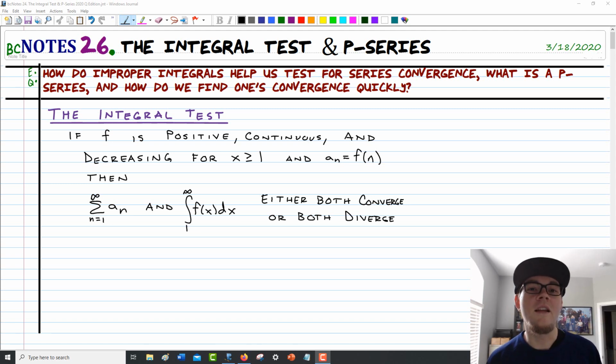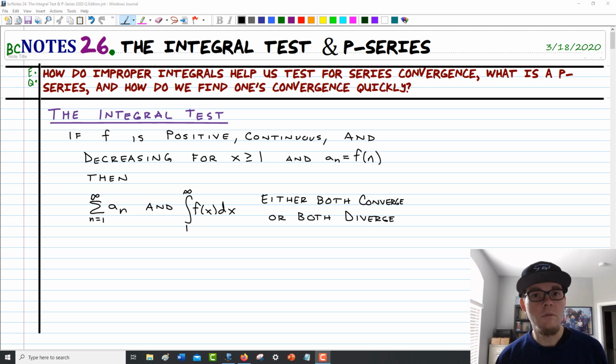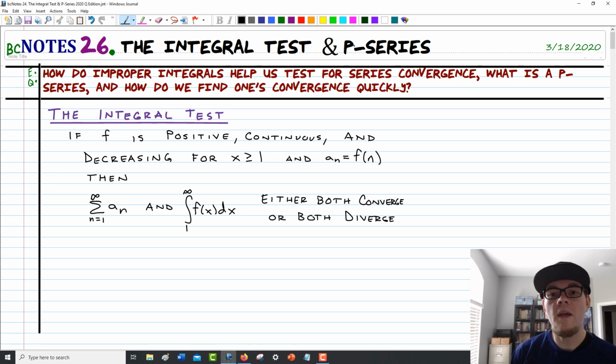we have the integral test and p-Series, so the next two topics in this unit of convergence tests. To start things off, as I mentioned, we're going to talk about the integral test. The integral test is a way of using the value of a particular improper integral. In fact, I should probably just be making some notes over here. We're going to use a particular improper integral and determine whether that improper integral converges or diverges.